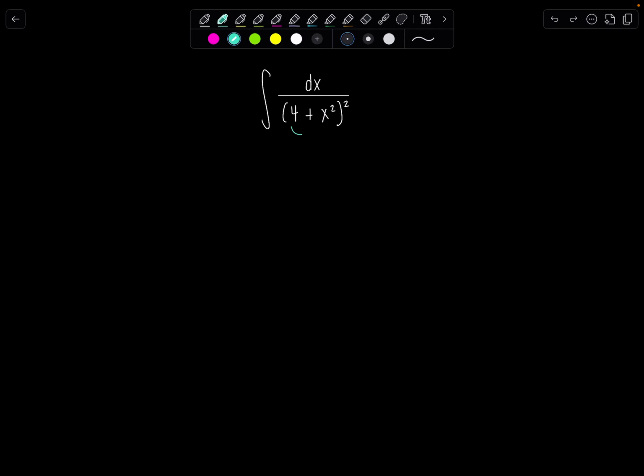So looking at the denominator, since we have addition between the two terms, I'm going to use the substitution that involves tangent. I'm going to let x equal 2 tan theta, and then differentiate both sides. dx would be 2 secant squared theta d theta. Beautiful. Now let's rewrite our integral all in terms of theta.